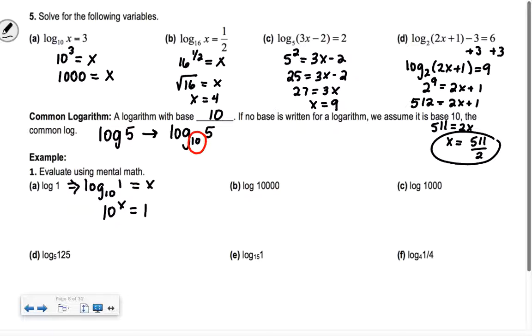Do you guys know 10 to what power gives you 1? 0. That's it. So your answer is 0. So when you see log of 1, it is 0.